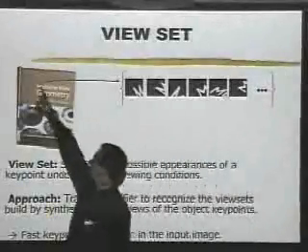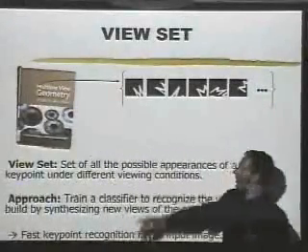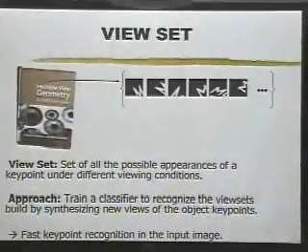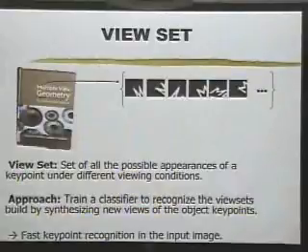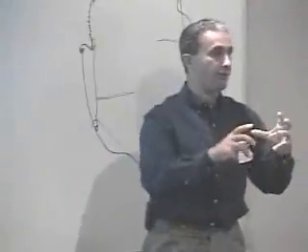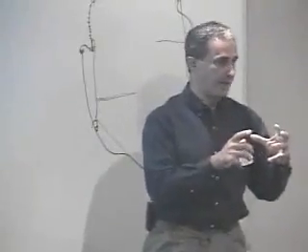What a view set is: given a particular interest point, such as the one that is shown here, you're going to generate a set of, not all, but a reasonable sampling of all the possible appearances of that interest point. And in this case, if you assume that the surface is locally planar, you can do that by affine deformation of that little patch.